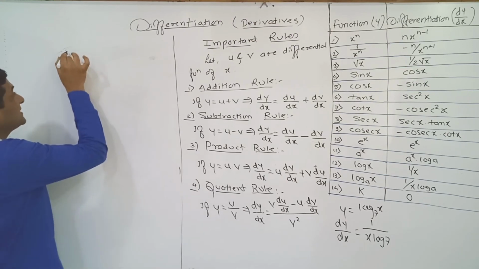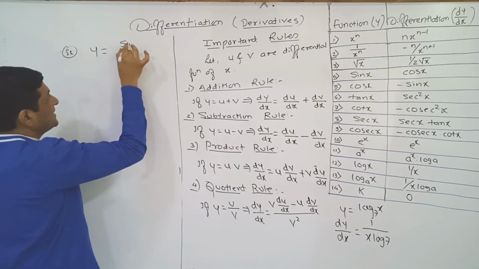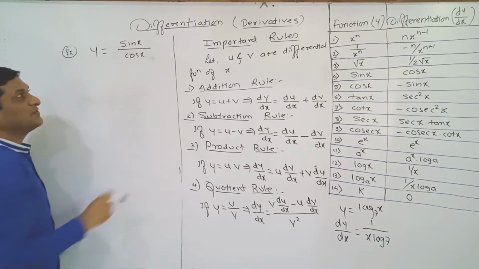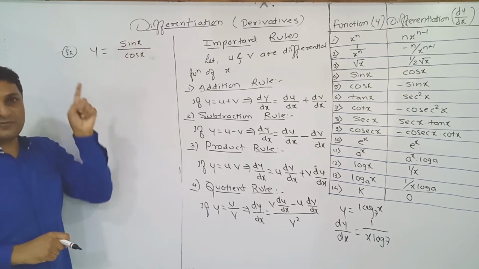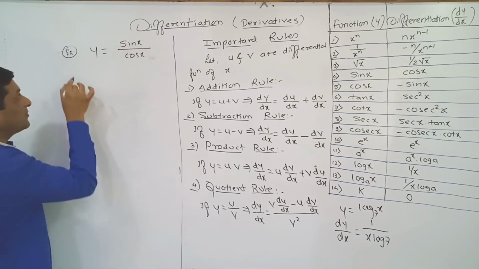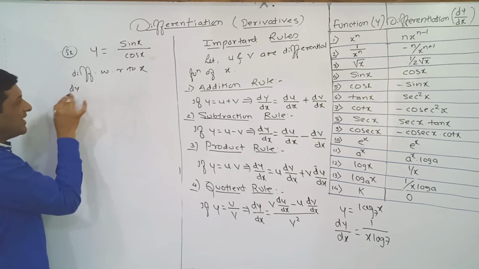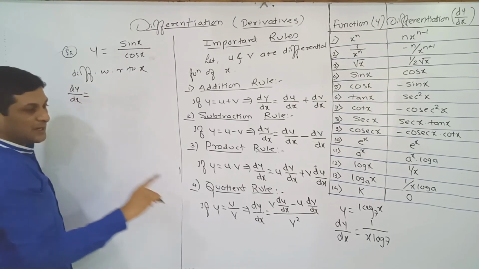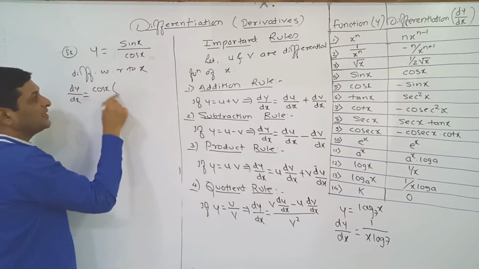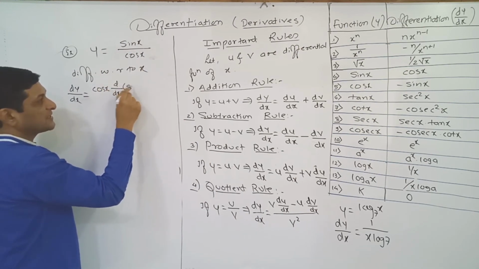So now consider one example here. Let the function be y is equal to sin x divided by cos x. Now the function is in the form of u upon v. What is the value of u here? Sin x. What is the value of v here? Cos x. Now differentiate it with respect to x. So dy upon dx is equal to, according to the quotient rule, first keep v as it is. What is v here? Cos x as it is, into the derivative of sin x.